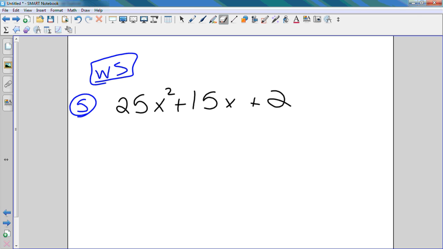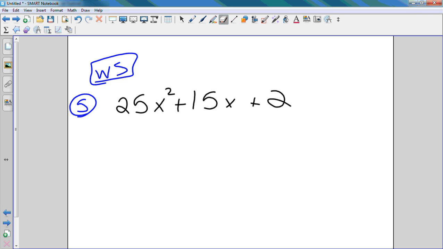Okay, I have 25x squared plus 15x plus 2. Do I have a greatest common factor to factor out? 5 would work for 15 and 25, but is 2 divisible by 5? No, so it doesn't have a greatest common factor. So I have to factor it as is.